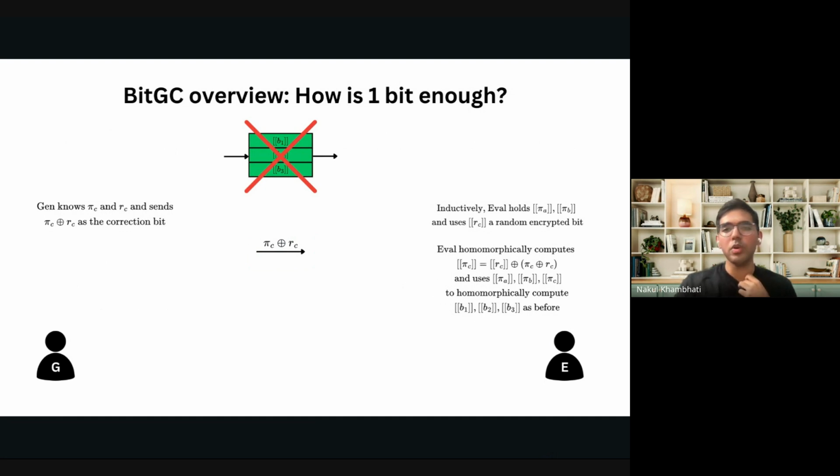Along with the input labels, remember we have arranged so that the evaluator has encryptions of random bits, and these random bits are known in the clear to the gobbler. So we set these exactly to be the permutation bits, pi A, pi B, and we also generate one additional random bit, we'll call that RC, an encryption of a random bit for the evaluator and the random bit for the gobbler. And recall that to run her algorithm, she needs these.